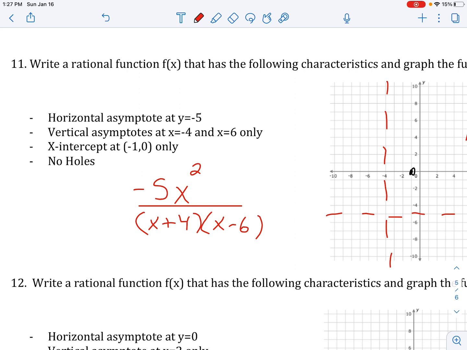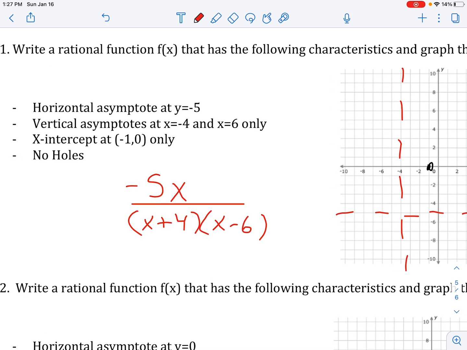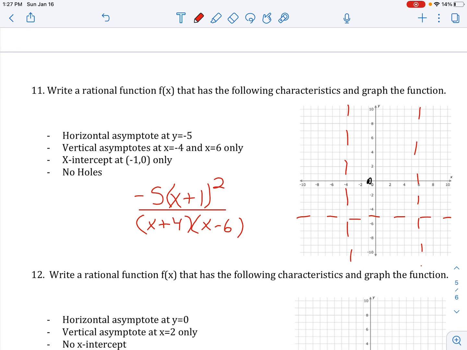Now our x-intercept is at (-1, 0) only. So that right now, the way I have this written doesn't work because remember an x-intercept is whatever makes the top equal to 0. So what I need to do is kind of adjust this. If I did an x plus 1 squared, then that would have an x-intercept at -1. We still have x squared on top and x squared on the bottom. So I have my horizontal asymptote at y equals -5.